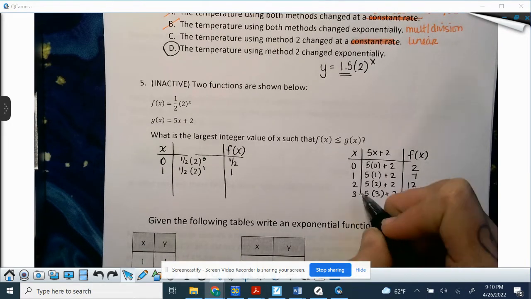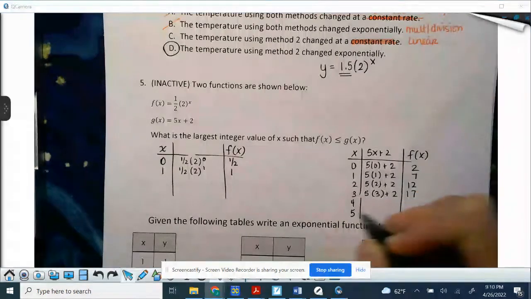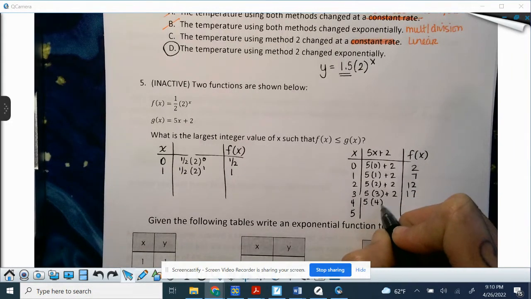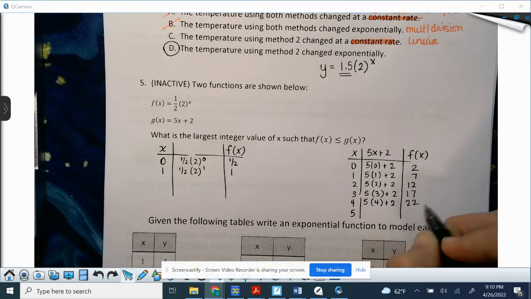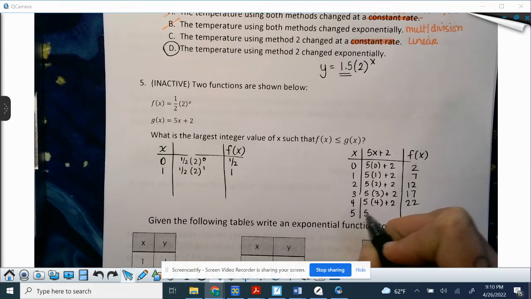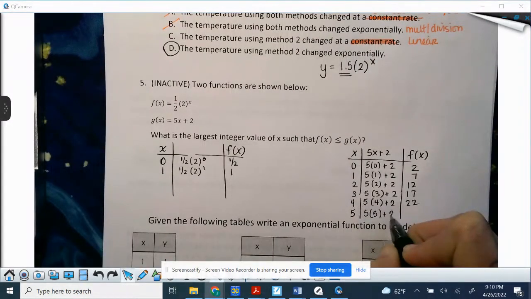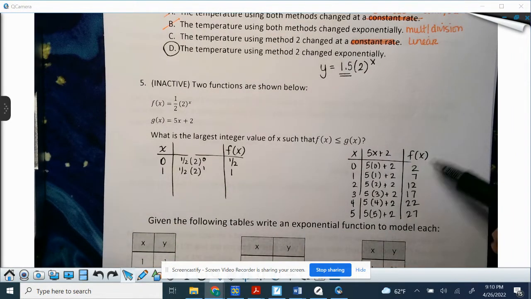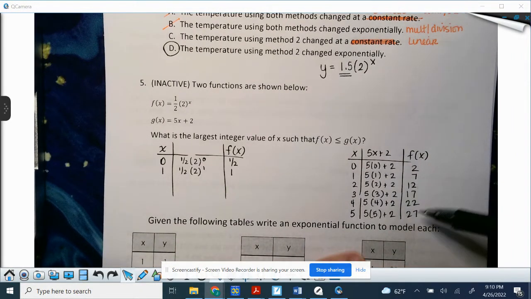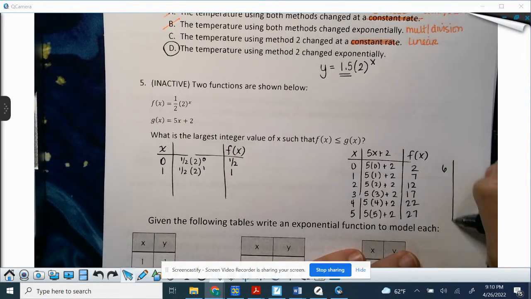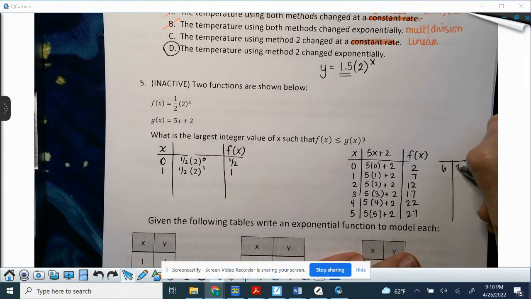We'll keep going. 4, 5. So 5 times 4 plus 2 is 22. 5 times 4 is 20. 5 times 5 plus 2 is 27. So we're adding 5. And you don't have to do the math at this point, because it's 2 plus 5, 7 plus 5. So 27. So at 6, if we extend it, then it's going to be 32. At 7, it's going to be 37. And at 8, it's going to be 42. So add 5 more.